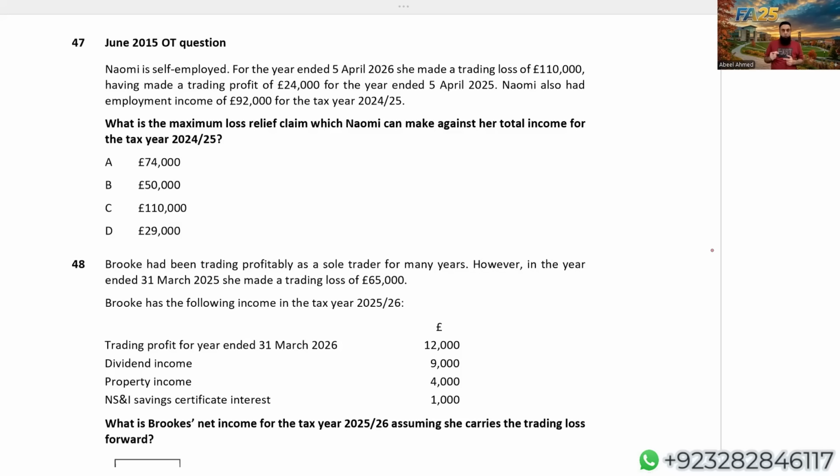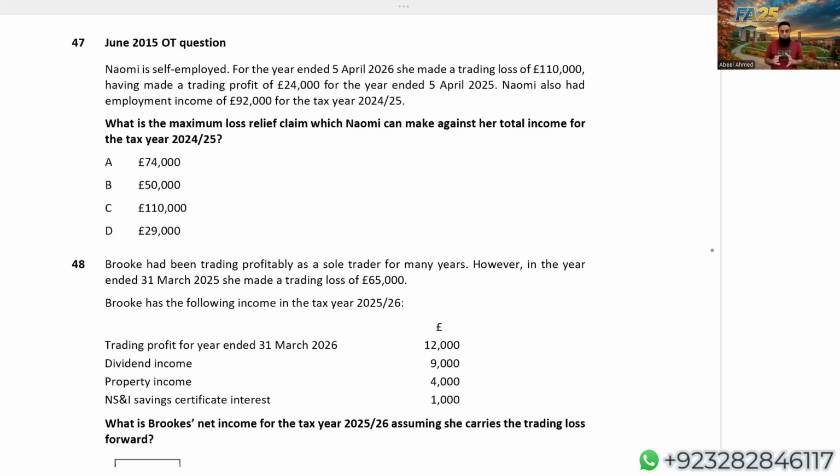Step 1, attempt the questions. Step 2, check your answers from the Kaplan kit. Step 3, if you still have any confusion or queries, you can always contact me in your relevant WhatsApp groups. In this class, the first test will be included, so I want every one of you to attempt that test.